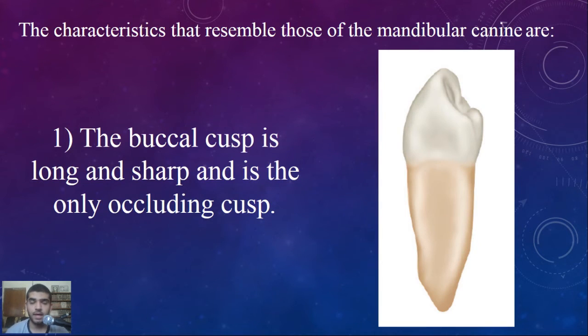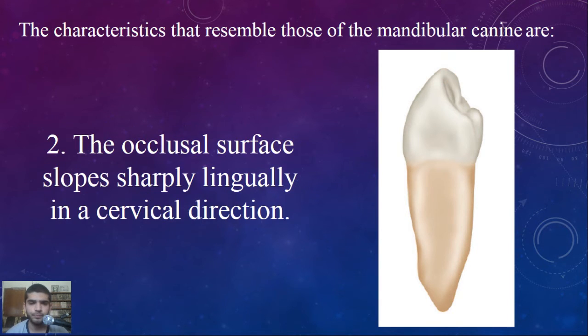Now we will start with the characteristics of the mandibular first premolar that resemble those of the mandibular canine. The first one is that the buccal cusp is long, sharp, and is the only occluding cusp. This is the buccal cusp. It is long, sharp, and is the only occluding cusp, just like the mandibular canine.